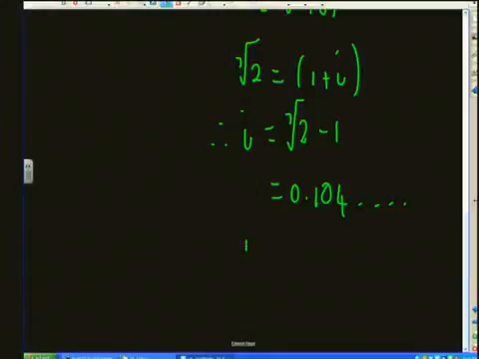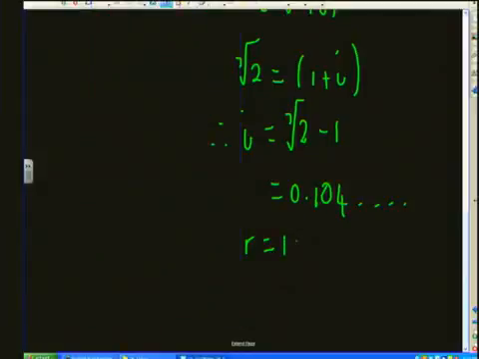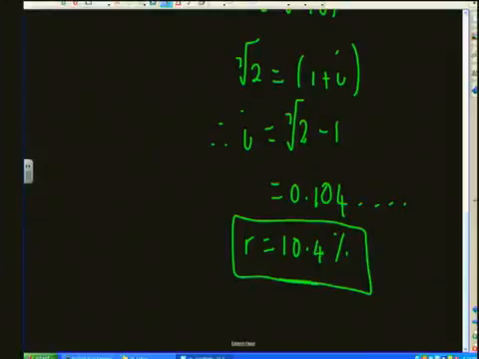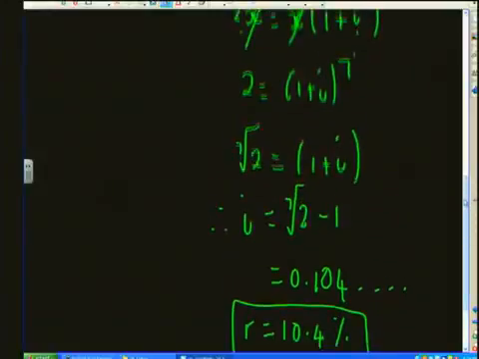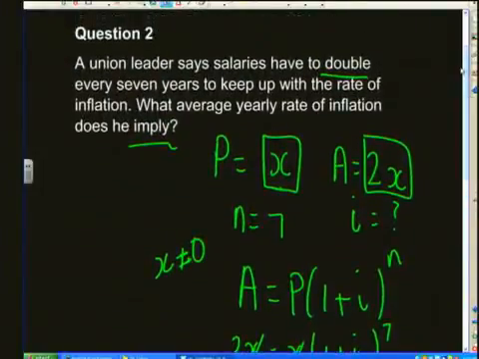Alright, so therefore, in a percentage form, we times by 100. You notice I kept the entire figure there so we don't have any rounding off errors. And our interest rate is 10.4%. So in other words, what we're saying is that in order to keep up with inflation, the interest rate that will be applicable there is 10.4%.